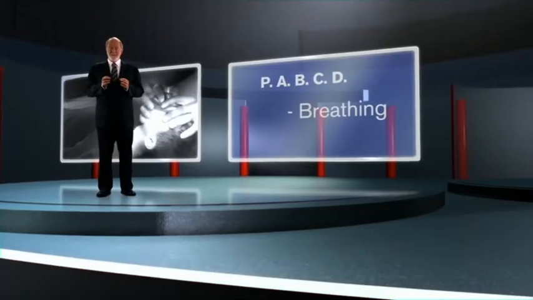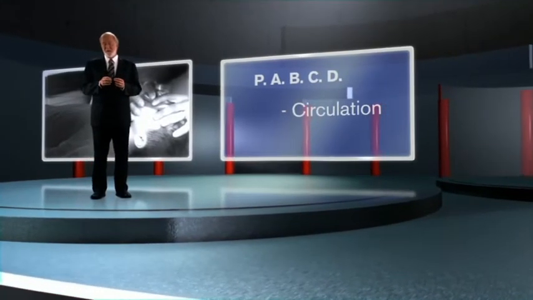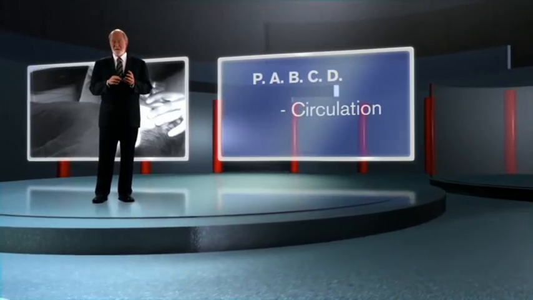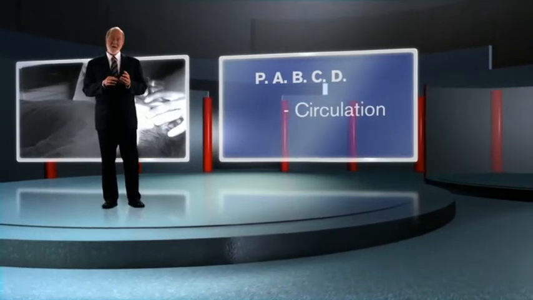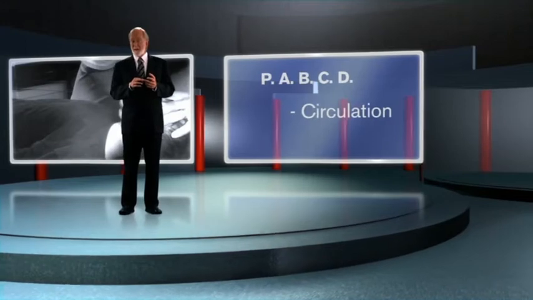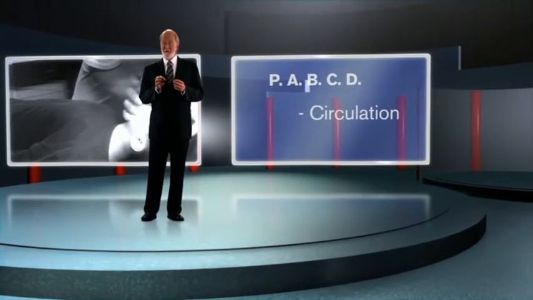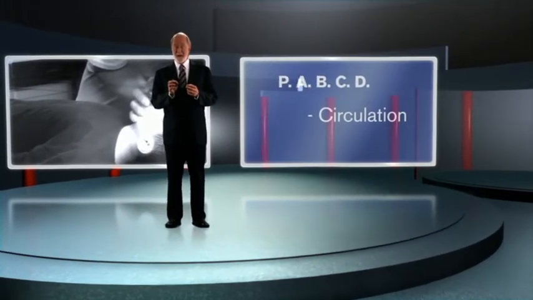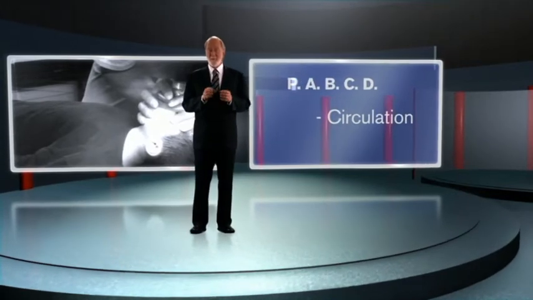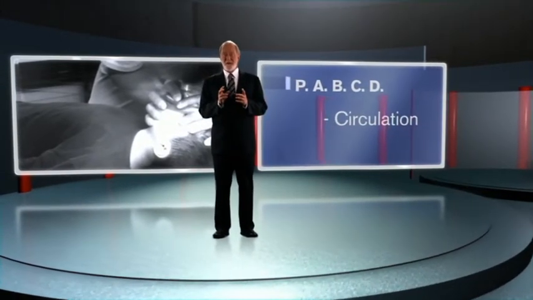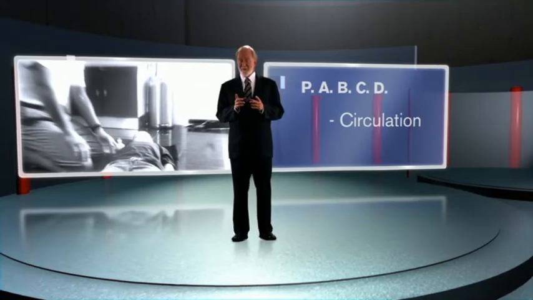The next step, C, is to check circulation. Through the first 2 steps, airway and breathing, we have now gotten oxygen into the victim's blood. We now have to ensure that this oxygenated blood gets to the brain and to the myocardium. While maintaining head tilt, we next check the carotid artery for a pulse.